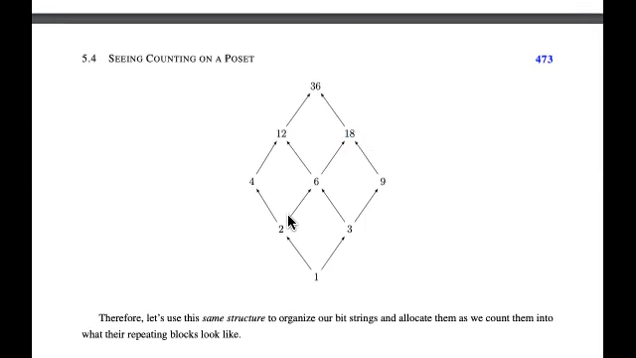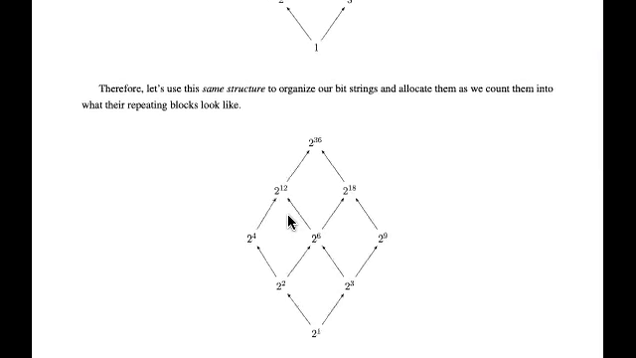Now, let's look at this diagram. What's happening here? We're counting how many strings there are of size 36. Binary strings, not talking about primitive, just how many there are. There's 2 to the 36. How many bit strings of size 12? 2 to the 12th. How many of size 18? 2 to the 18, and so forth.